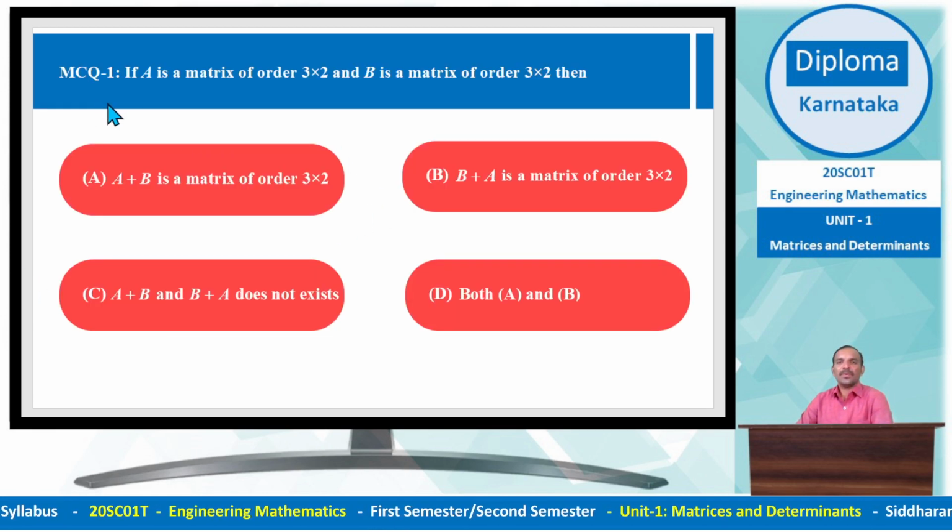Now we are going to see some multiple choice questions. First question, if A is a matrix of order 3 cross 2 and B is a matrix of order 3 cross 2, then option A is A plus B is a matrix of order 3 cross 2, option B is B plus A is a matrix of order 3 cross 2, option C is A plus B, B plus A does not exist, both A and B exist.